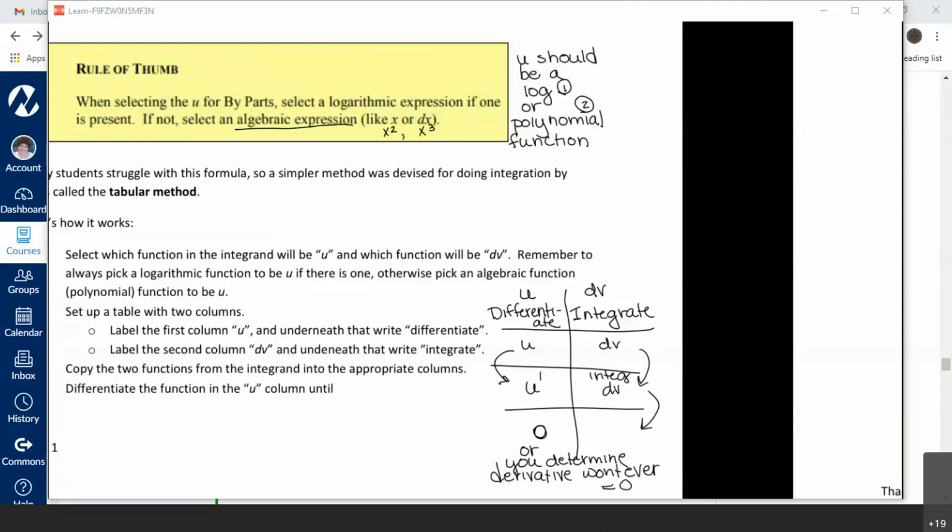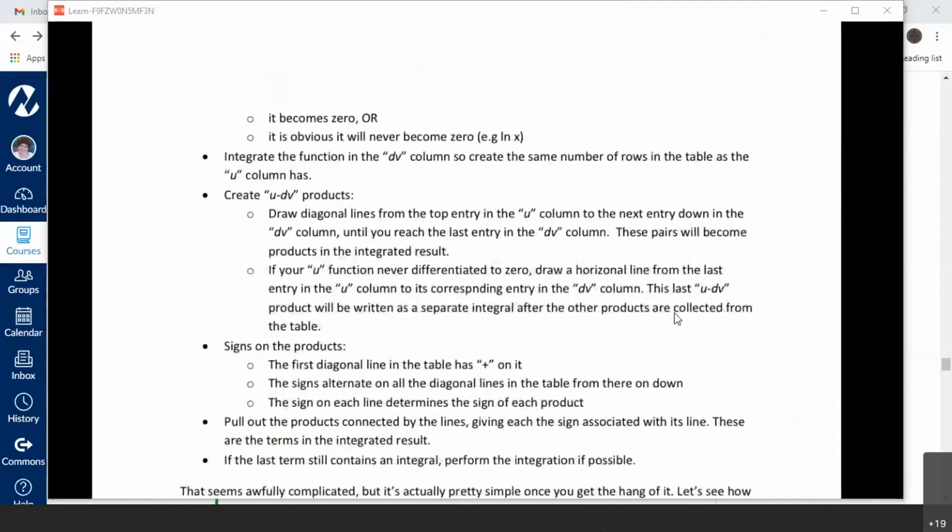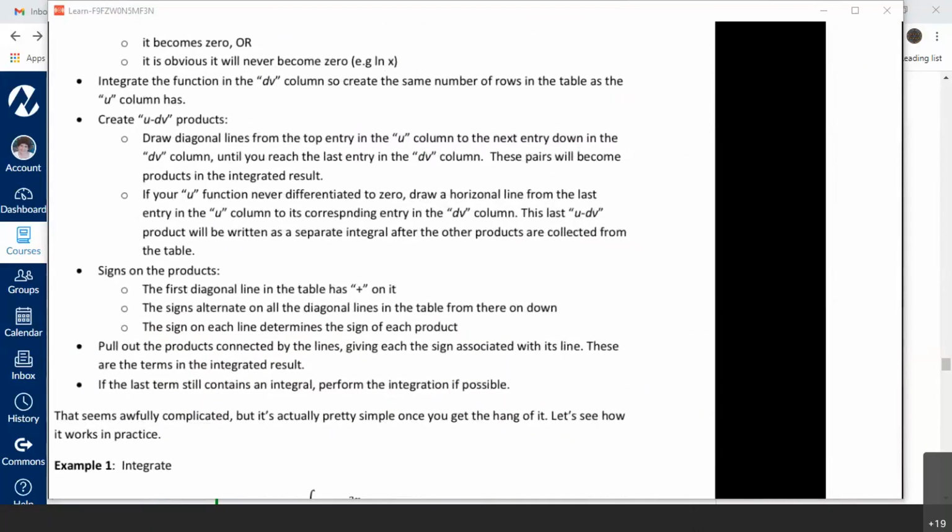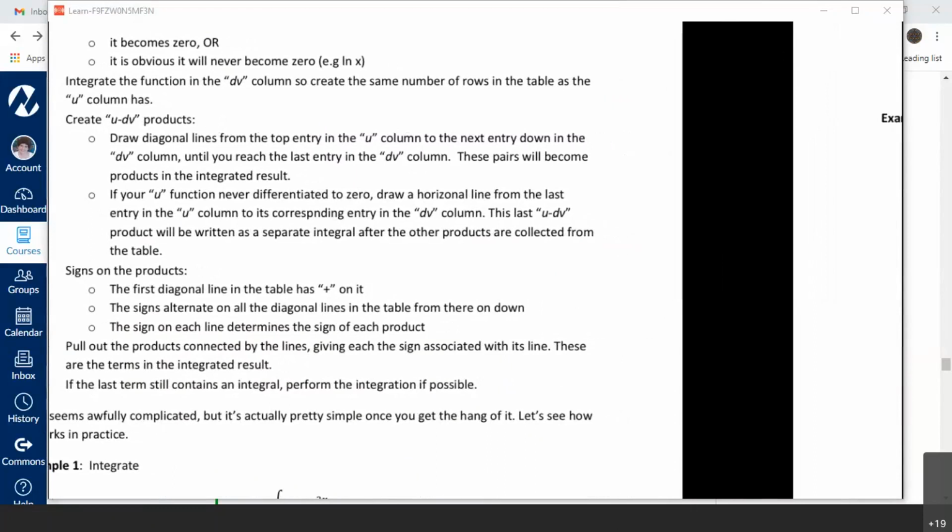Once you decide what u and dv are and you put them in their respective columns in the table, the process becomes a lot more mechanical. You just differentiate down the u column till you hit a 0 or till you realize, hey, this isn't ever going to be 0, I should just stop. And you go down the dv column, integrating each time you go down a row. Once you get done with this, again, this is a cookbook method, so I'm putting the steps here.